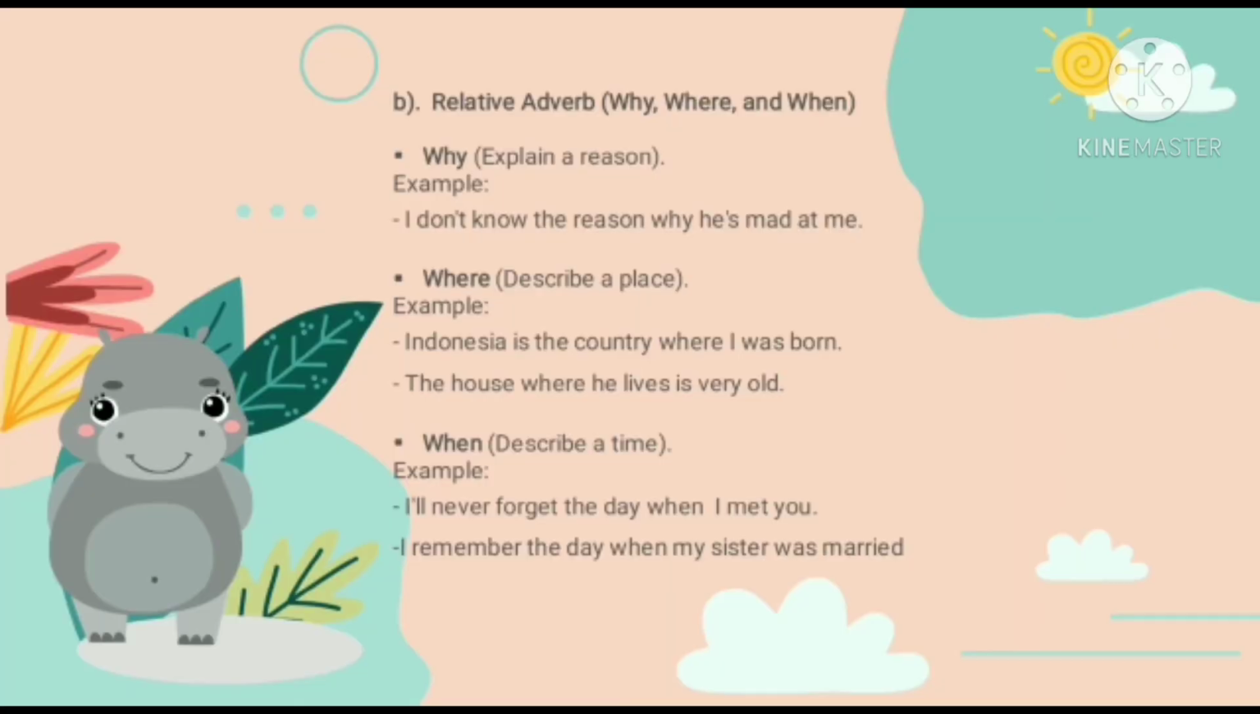Next is relative adverbs that are why, where, and when. Why explains a reason. Example, I don't know the reason why he's mad at me. Next, where. Where describes a place. Example, Indonesia is the country where I was born. The house where he lives is very old. And last is when. When describes a time. Example, I never forget the day when I met you. I remember the day when my sister was married.